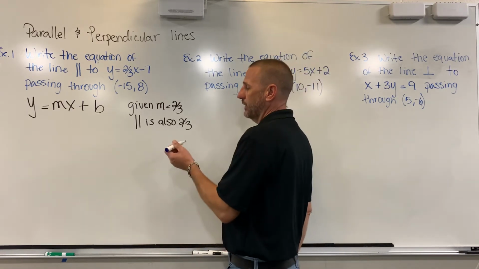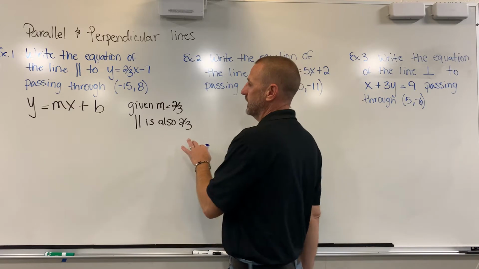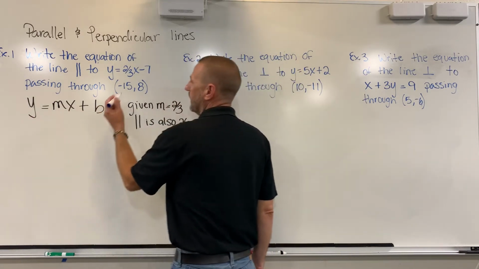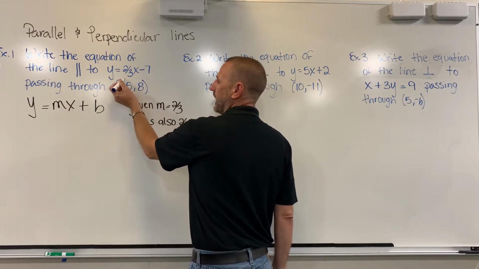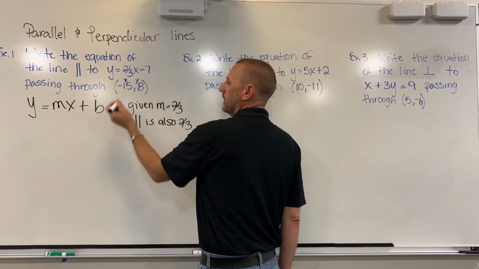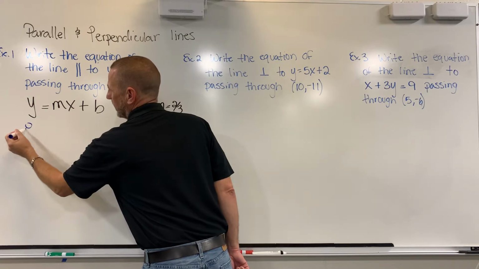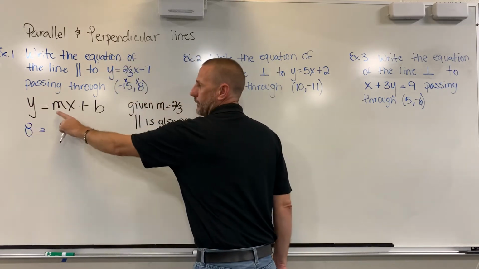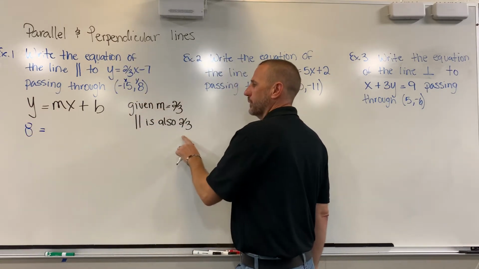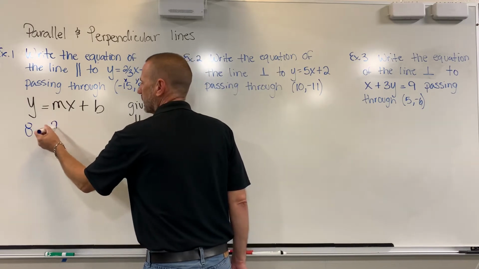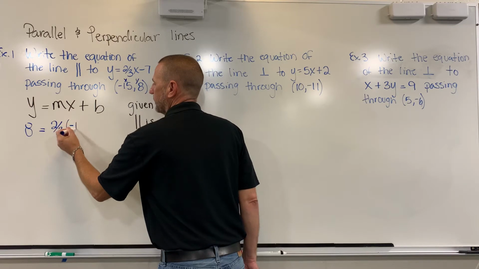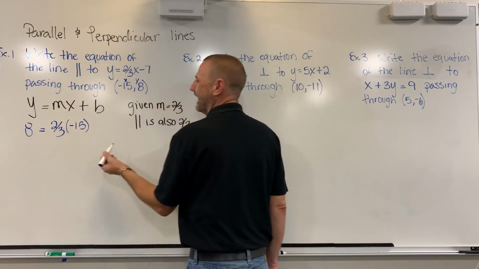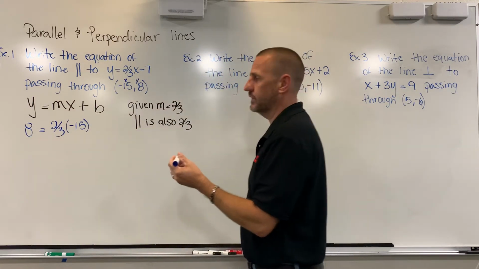So let's plug in each of the numbers by substitution here. In the spot marked y, remember they gave us some numbers. They said negative 15 and 8. Well, this is your x and this is your y. So if you plug that in, 8 equals. And now for the slope, remember we want to be parallel, so we're going to plug in 2/3. For x, we're going to write negative 15. And then for b, that's what we're actually going to solve.